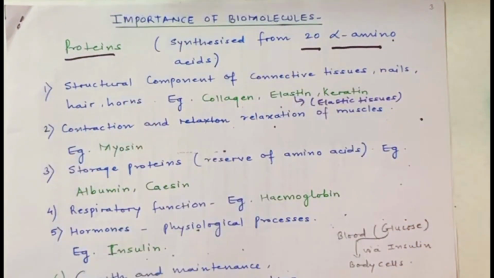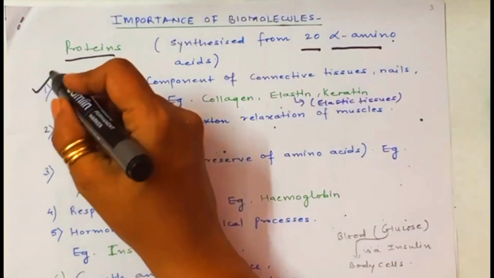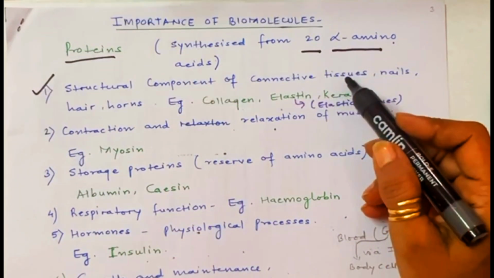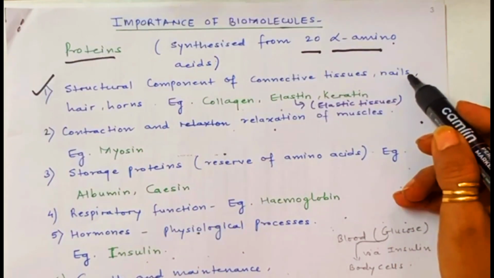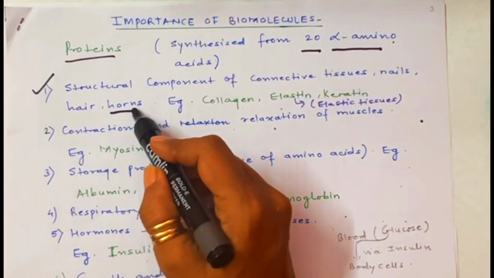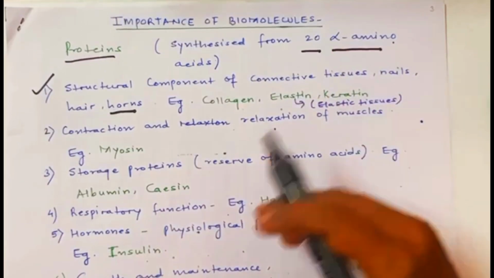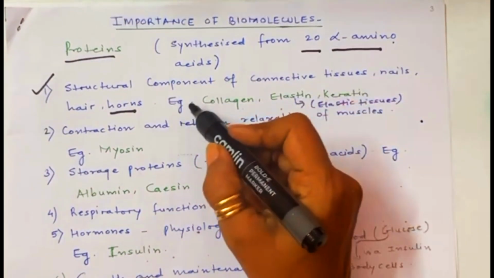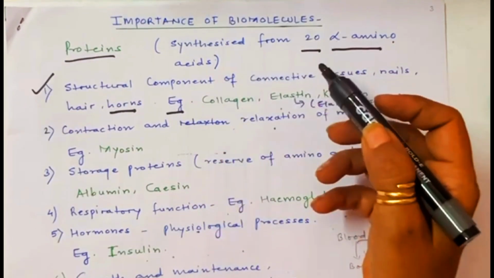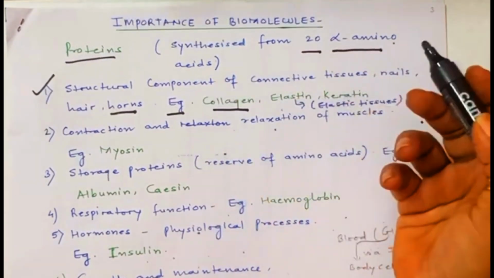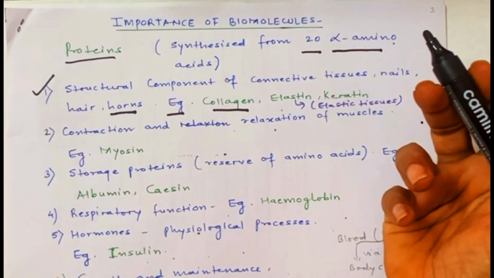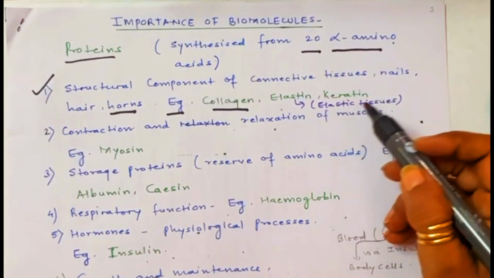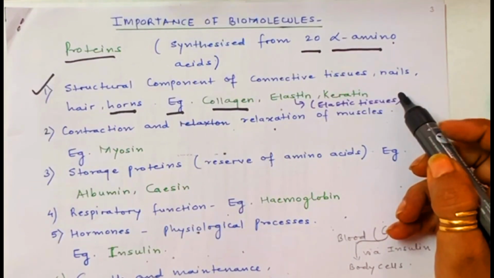So we can see proteins are structural components of connective tissues in our muscles, tissues, nails, hair and horns of animals, like the horns of a cow or a goat and such mammals. Examples of such structural proteins are collagen, which is found in the skin, and elastin, which is found in the elastic tissues of, let's say, blood vessels.